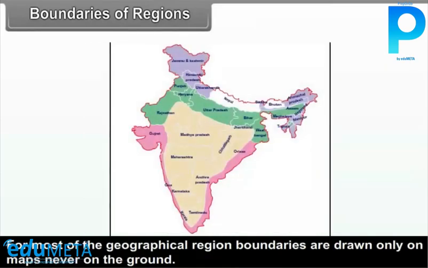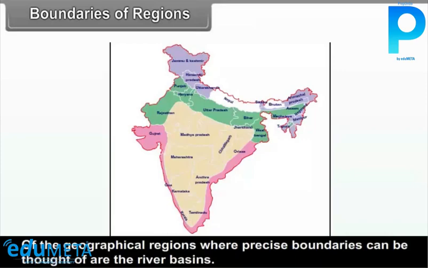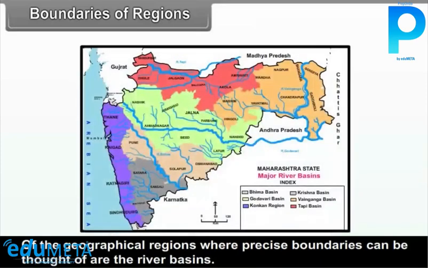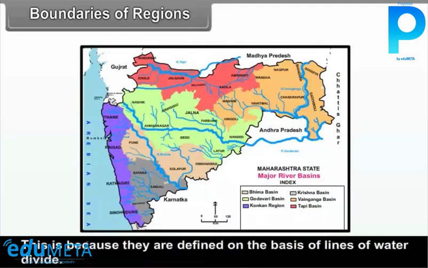For most of the geographical regions, boundaries are drawn only on maps, never on the ground. Of the geographical regions, those where precise boundaries can be thought of are the river basins. This is because they are defined on the basis of lines of water divide.